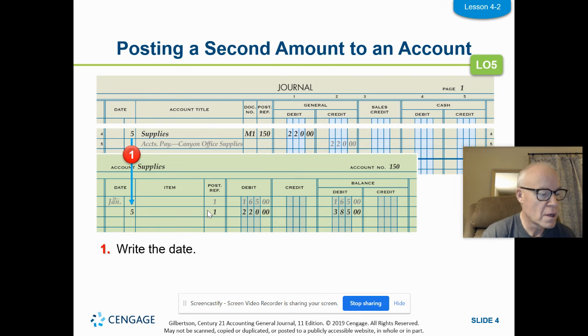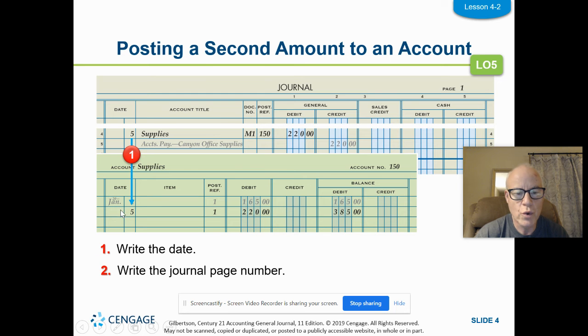We post these multi-column entries individually as we go along. Again, we'll review those 5 steps for posting. I'll put up some posters, by the way, in the classroom to highlight these posting steps because it's something new: posting to general ledger accounts. So we have a second entry on the 5th. We bought supplies, January 5th. We don't need to write the month again, nor the year, just the day of the month.